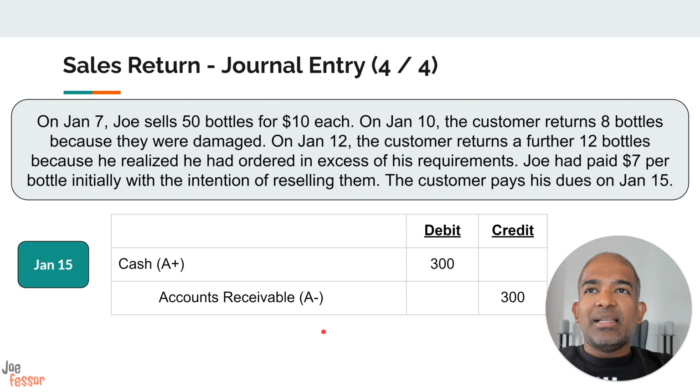Then finally on the 15th of January, when the customer pays the dues, cash is being debited by $300 and accounts receivable is being credited by $300. Initially the customer owed $500. But because later 8 bottles and 12 bottles, so a total of 20 bottles were returned, now the customer has to pay you just for 30 bottles. So cash is debited for $300 and accounts receivable is credited by $300.